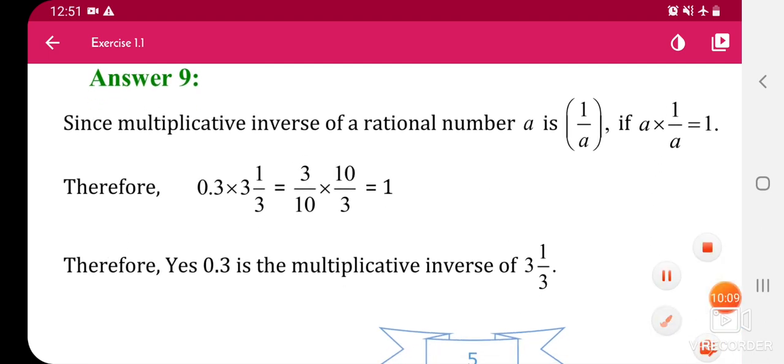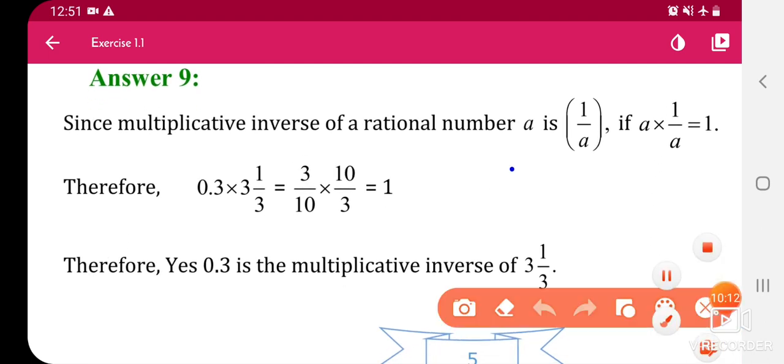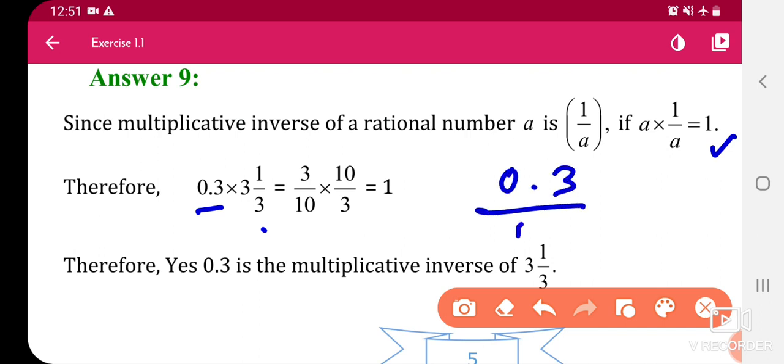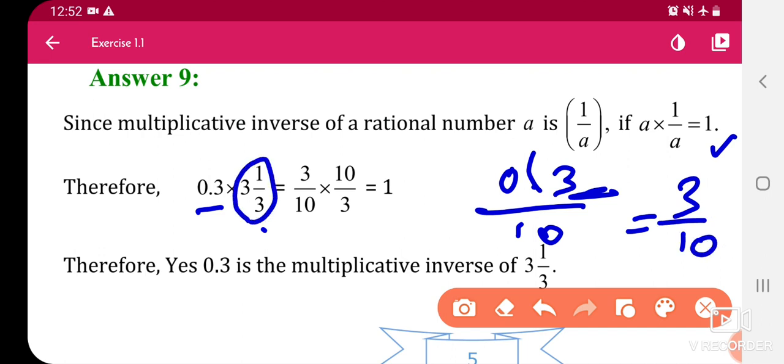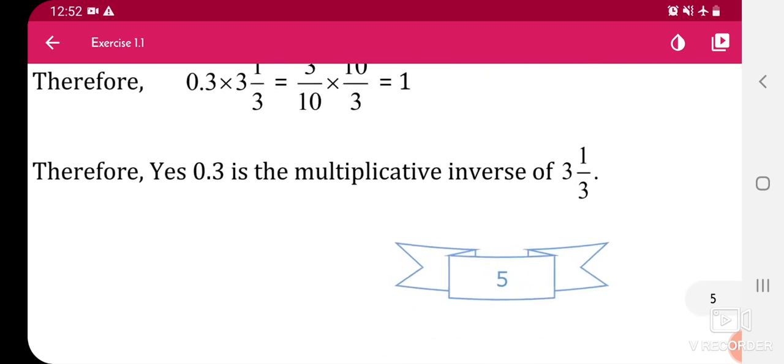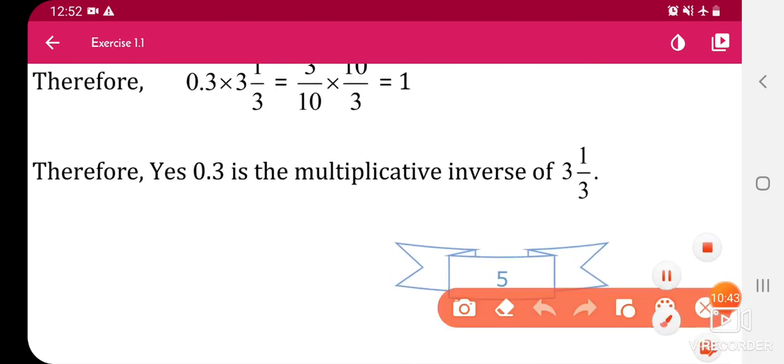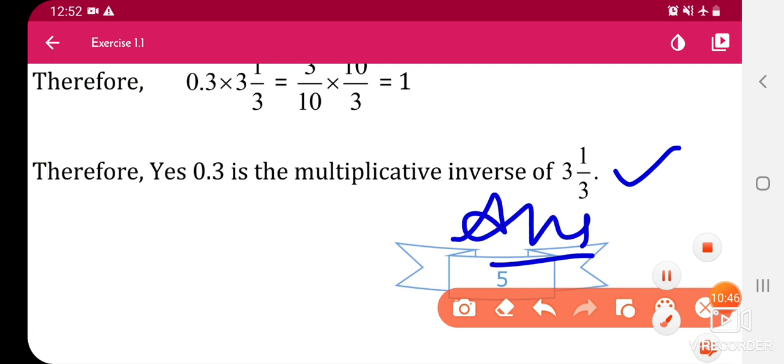Since the multiplicative inverse of a rational number a is 1 upon a, the product must be positive 1. Therefore 0.3 and 3 1 upon 3. When we remove the decimal of 0.3, there is no number before it, so we put 1, and after the decimal there is 1 digit, so we put 0. So 3 upon 10, and the improper fraction is 10 upon 3. 10 and 10 cancel, and 3 and 3 cancel. So the answer is 1. Therefore, yes, 0.3 is the multiplicative inverse of 3 1 upon 3. This is your answer.